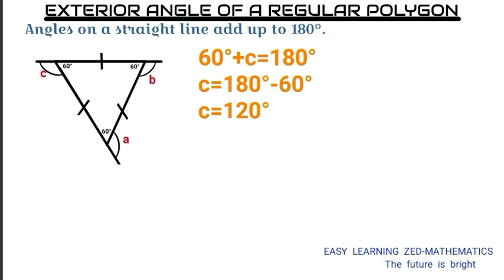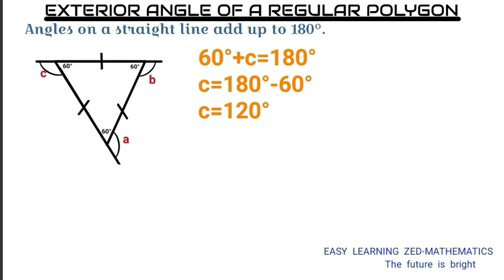This fulfills the characteristics of a regular polygon. If you remember, in our previous video, we said the regular polygon has got equal sides, equal interior angles, and equal exterior angles. So as you can see, this is a regular polygon, and it has got equal exterior angles and equal interior angles.